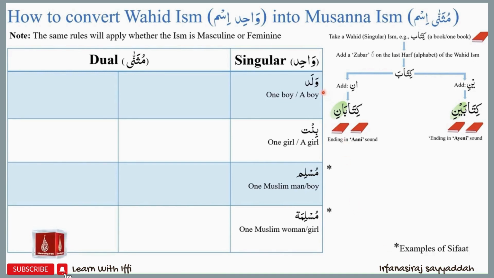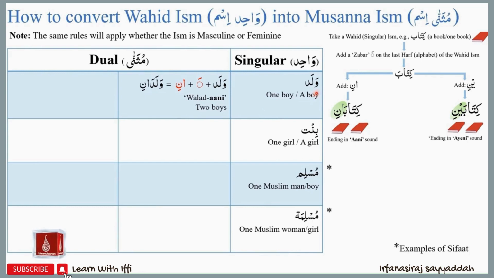Let us start with walad. Walad means one boy or a boy. Let's convert walad into its dual form or musanna form. For this, we use our formula and we go to our diagram, and we will first of all add a zabar to walad and then add alif noon zair, where we will end up with waladani. So we have walad here, we added a zabar, we added alif noon zair, and we have waladani. Please note the ending sound of ani here. Waladani means two boys.